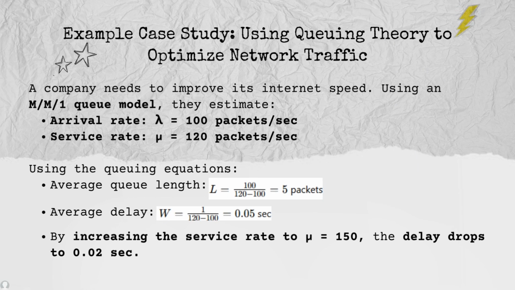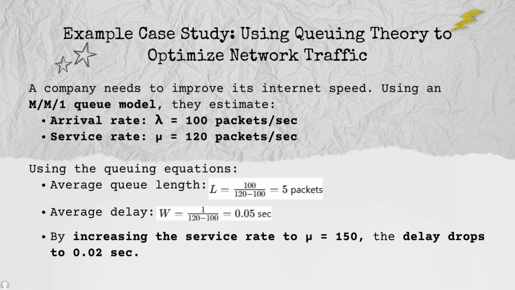Moving on to the example of a real-world case study on how queuing theory helps optimize internet traffic and reduce delays. For example, a company is facing slow internet speeds and wants to improve performance. To analyze the problem, they use the M/M/1 queue model, estimating the following. The arrival rate is equal to 100 packets per second, while the service rate is equal to 120 packets per second. By applying queuing theory, they calculate the following average queue length.